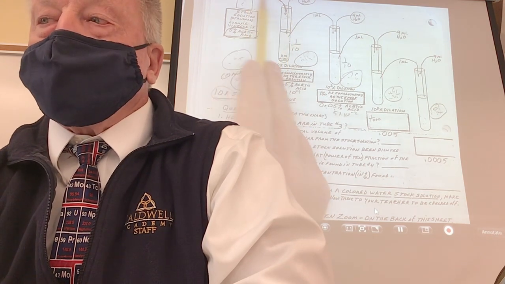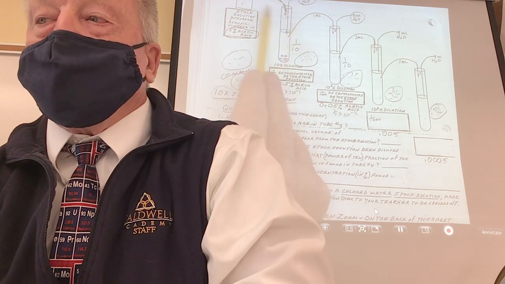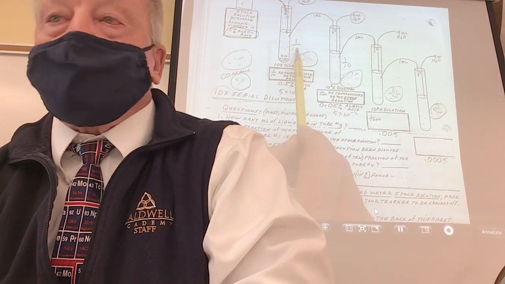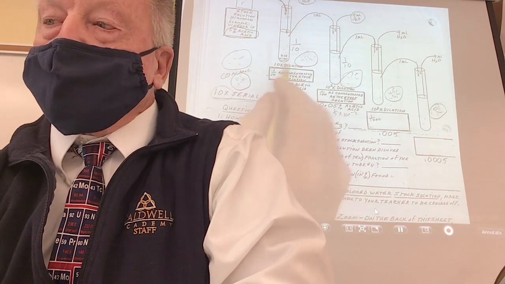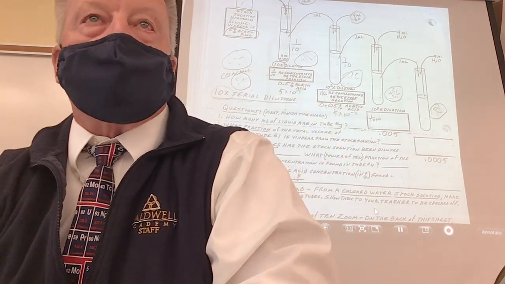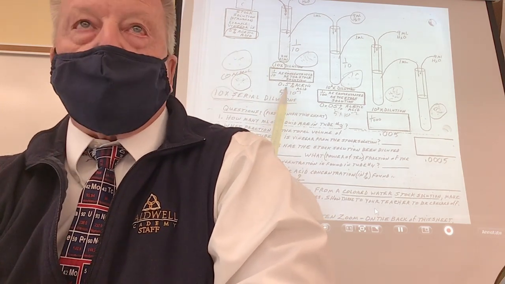How many milliliters in this tube? 10. And of the 10, only one of the 10 is original, right? So that means only 1/10 is concentrated, or the biologists and chemists like to say it's a 10x dilution. It's been diluted 10 times. So if this was 5%, this would be 0.5%.